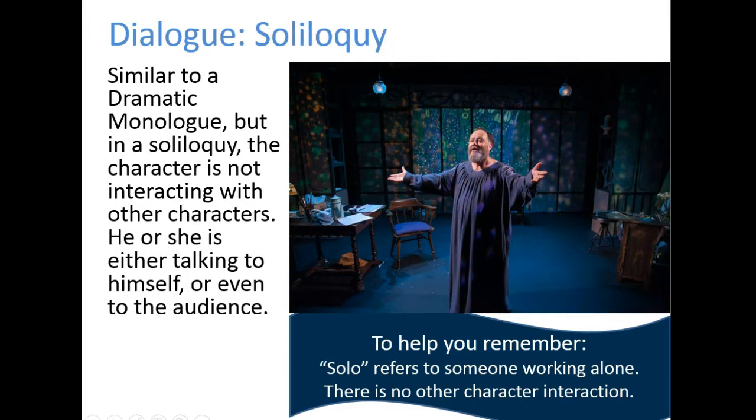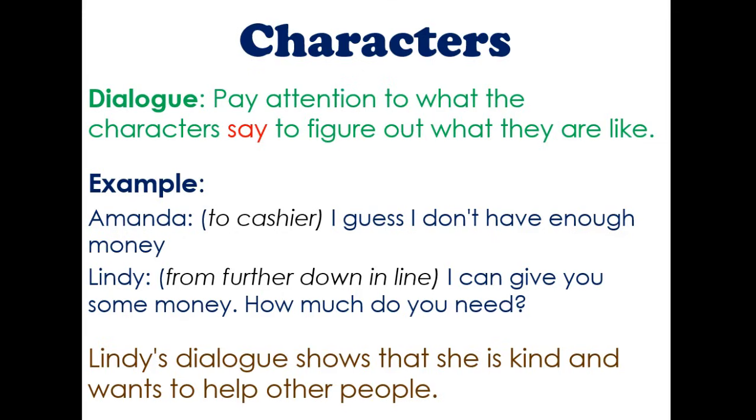By the way, if a character actually turns and speaks to the audience, this is what we refer to as breaking the fourth wall. There's an imaginary boundary between the action on stage and the audience. But sometimes a playwright will have a character turn and talk directly to the audience. And that, again, is what we call breaking the fourth wall.